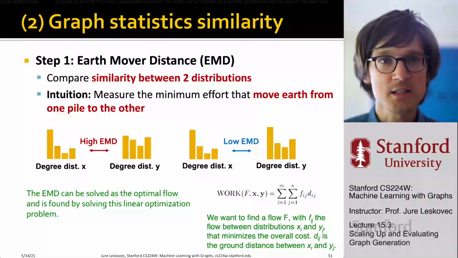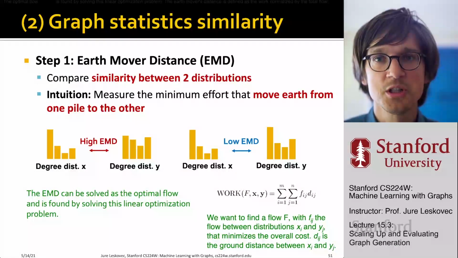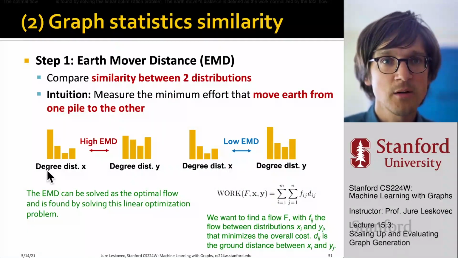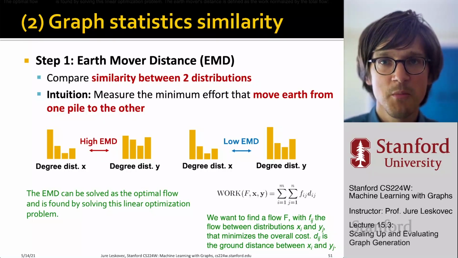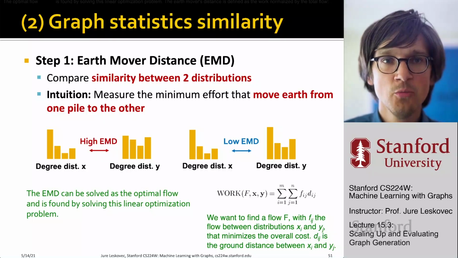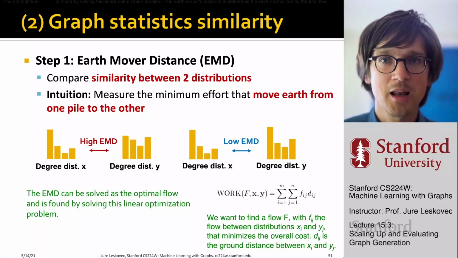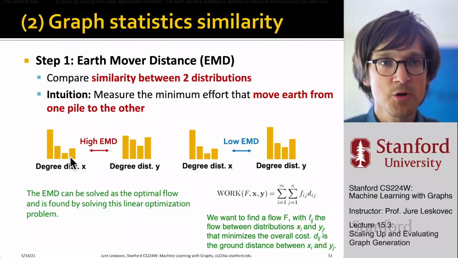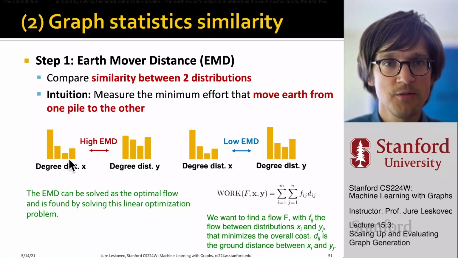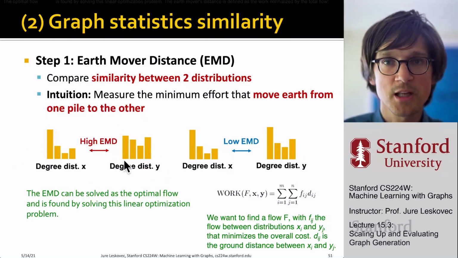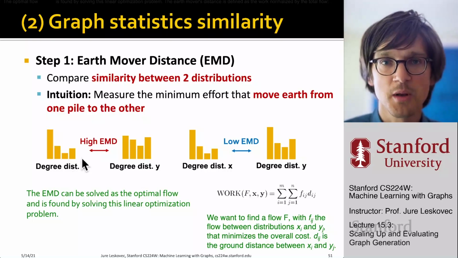So the Earth mover distance tries to measure similarity between two distributions, or two histograms. The intuition is: what is the minimum amount of effort, minimum amount of Earth, minimum amount of probability mass to move from one pile to the other so that one pile gets transformed into the other? So I have two distributions, and how much of this yellow Earth do I have to move between these different pillars so that I transform it into this other distribution? If I have distributions that are very different, then the Earth mover distance would be high, and if they are similar, the Earth mover distance will be low.